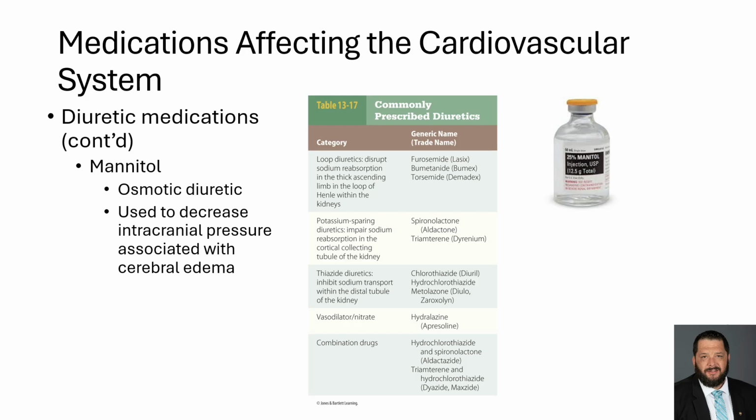There's a table found here on the screen that you can see that breaks down some of the diuretics based on where they work or their specific classification type. You can see that furosemide, Bumex, and Demadex are all part of the loop diuretic category, and they disrupt sodium reabsorption in the thick ascending limb, the loop of Henle within the kidneys. Your potassium-sparing diuretics are things like Aldactone. Then you have thiazide diuretics, which are things like Diuril. You also have vasodilator nitrites like hydralazine and combination drugs that may be used to produce the same effect, like hydrochlorothiazide and spironolactone.